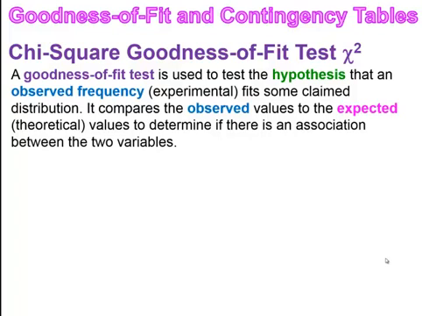Chi-square goodness of fit test. The goodness of fit test is used to test the hypothesis that an observed frequency, an experimental one, fits some claimed distribution. It compares the observed values to an expected or theoretical value to determine if there's an association between two variables.